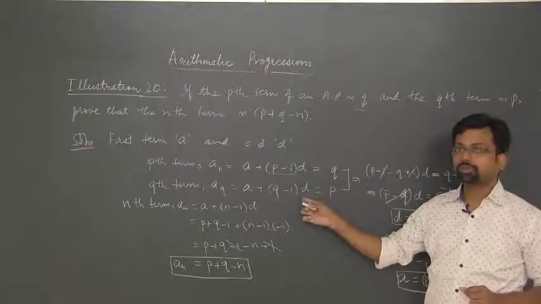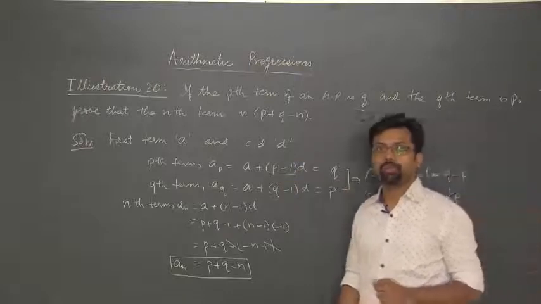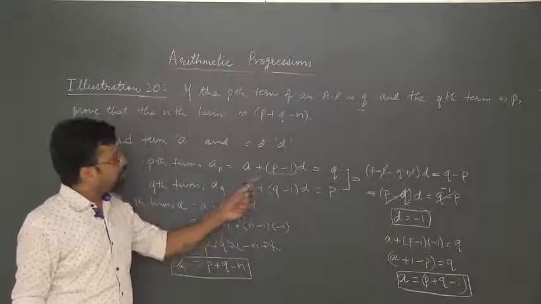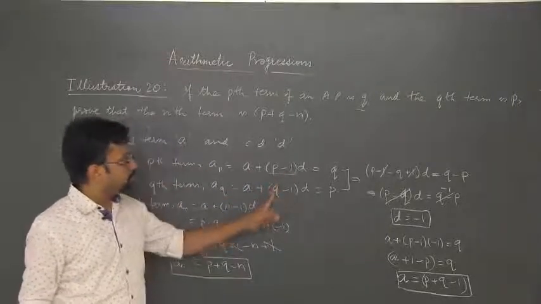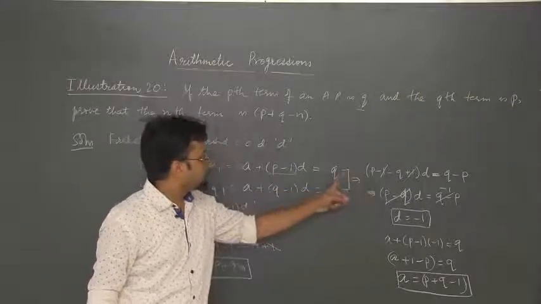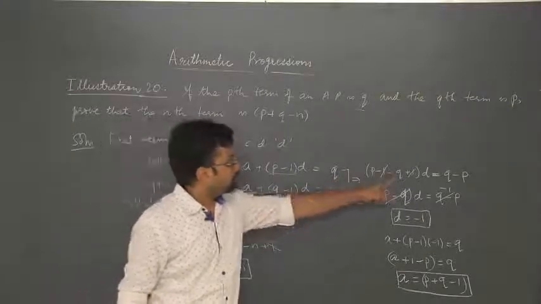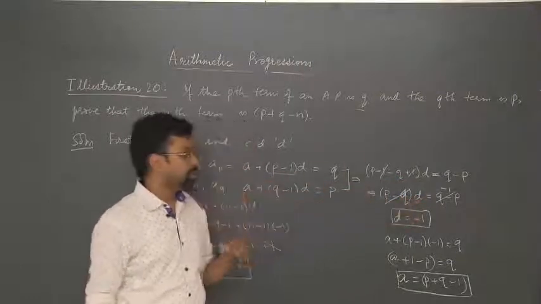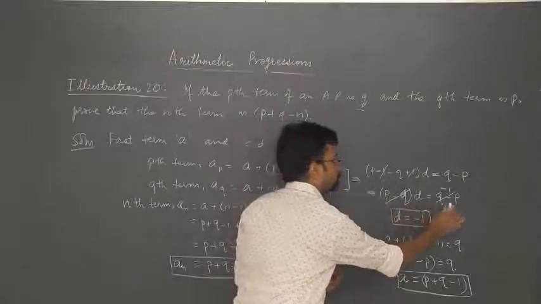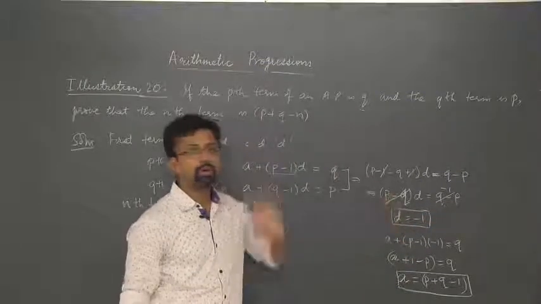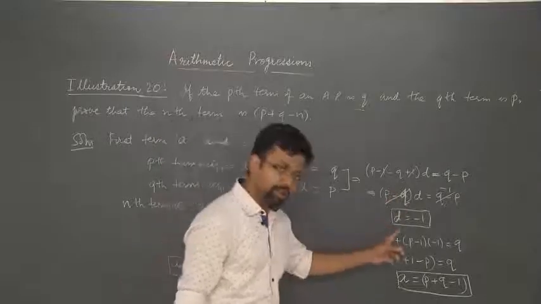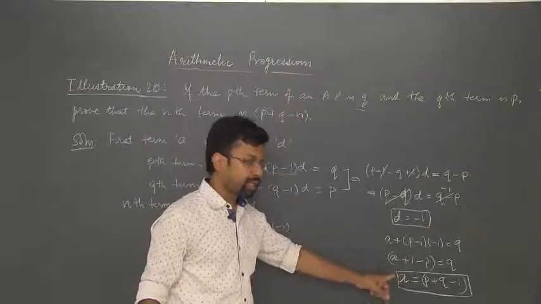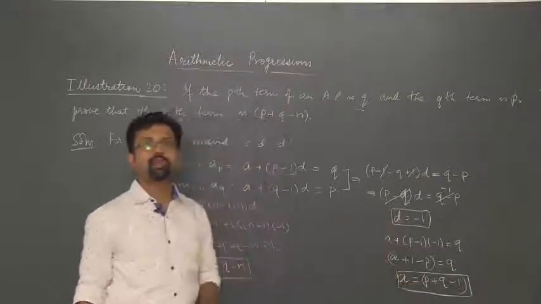When we have these two equations, we can subtract these two to get the value of d. Why? Because when we subtract these two, a will cancel out and we will have p minus 1 minus q plus 1 into d is equal to q minus p. And then we cancel out the 1 and minus 1, and we get p minus q into d is equal to q minus p. Now these are the same numbers with just the opposite sign, therefore d is equal to minus 1. When we get the value of d, we can substitute it in this first equation to get the value of a. A comes out to be p plus q minus 1.